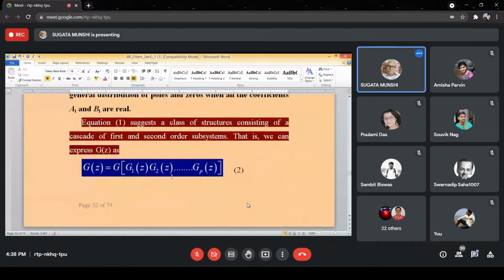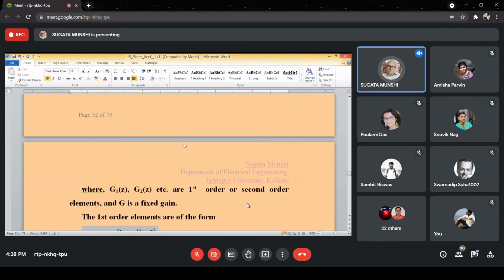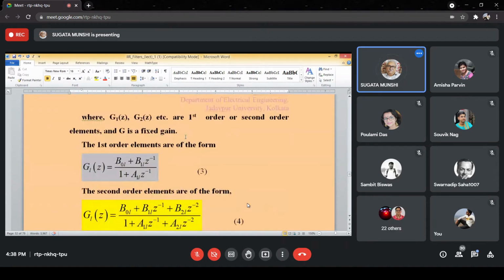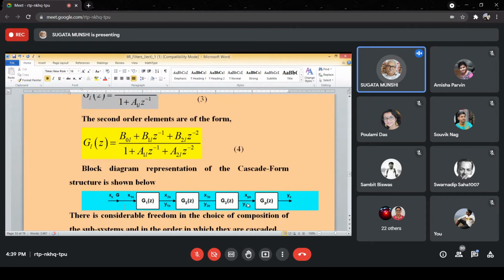Thus, we can express G(z) in this form, where capital G is a fixed gain, and G1(z), G2(z), G3(z), etc., are either first order systems having a transfer function of the form given by equation 3, or second order systems with transfer functions given by equation 4. So the block diagram representation of the cascade realization is this, from x[n].